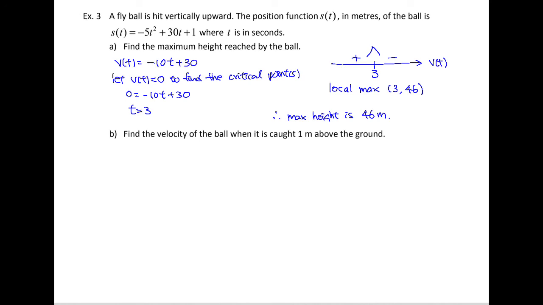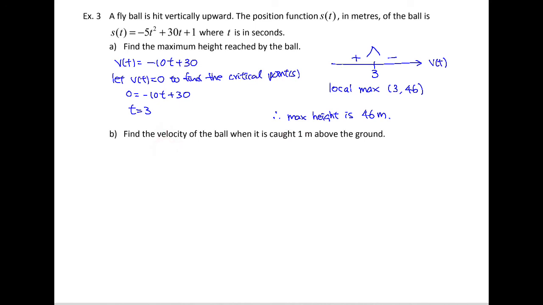For part B, we want to find the velocity. That means v is unknown. However, in order to find v, I have to know t. They didn't give us the time, but they give us the position. So we have to use the position time function to find the time first, and then we're going to substitute that time back into the velocity time function to find the velocity.